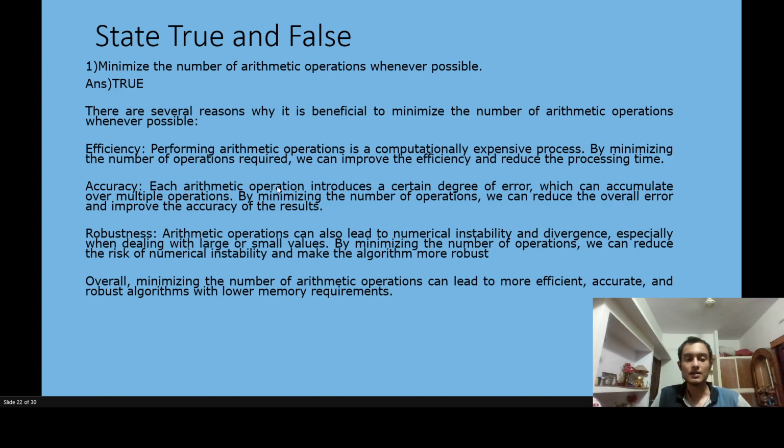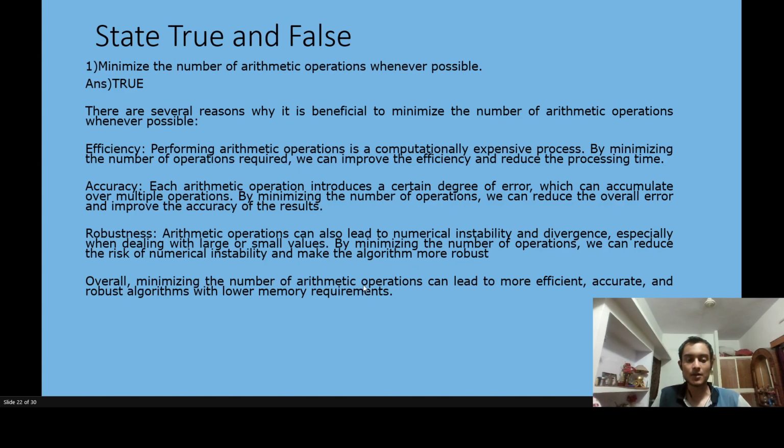Accuracy. Each arithmetic operation introduces a certain degree of error which can accumulate over multiple operations. By minimizing the number of operations, we can reduce the overall error and improve the accuracy of the result. Robustness. Arithmetic operations can also lead to numerical instabilities and divergence, especially when dealing with large or small values. By minimizing the number of operations, we can reduce the risk of numerical instabilities and make the algorithm more robust.